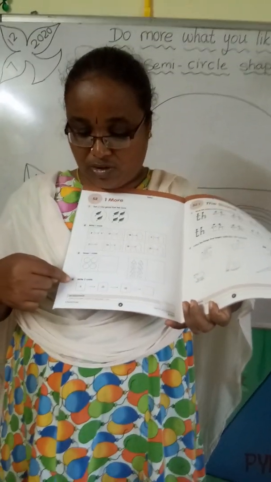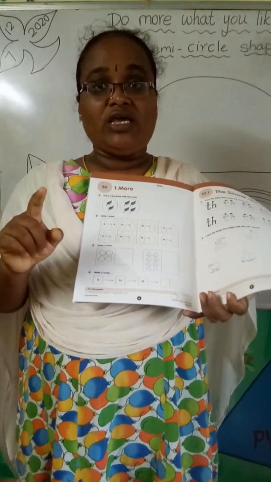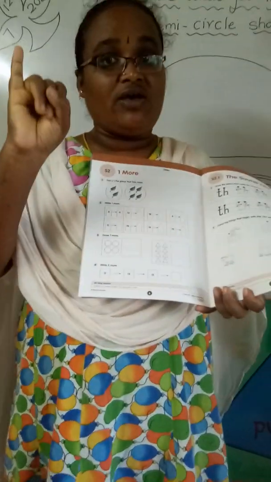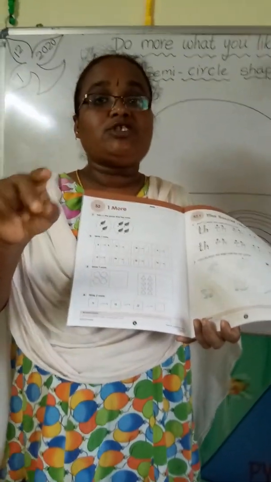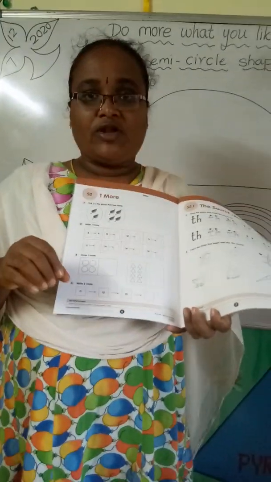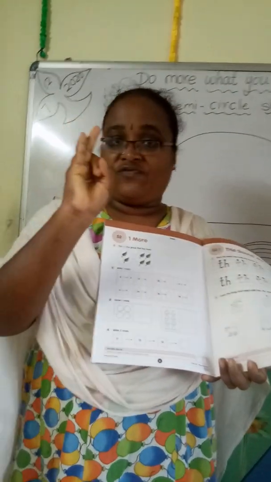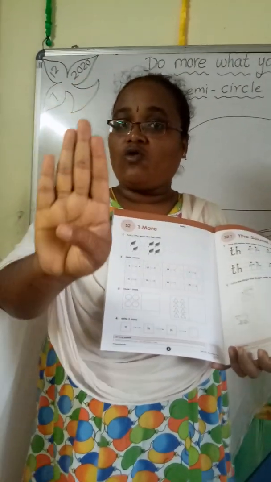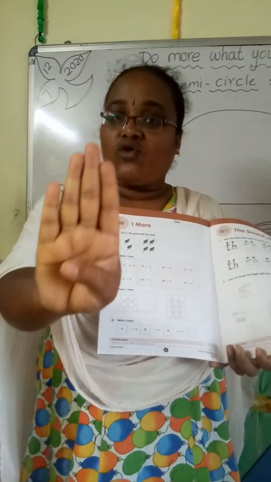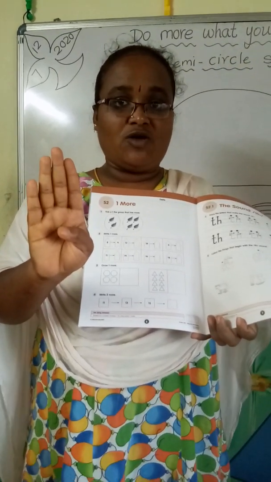Go to the 4th question. Write 2 more. So now we want to do the 2 extras. First we have done 1 extra. Here 2 extra means 2 more. Okay. For example, 2 fingers here. I need 2 more fingers. Then how many fingers do I want to open? 1, 2. Now how many fingers here? 4 fingers. Okay.